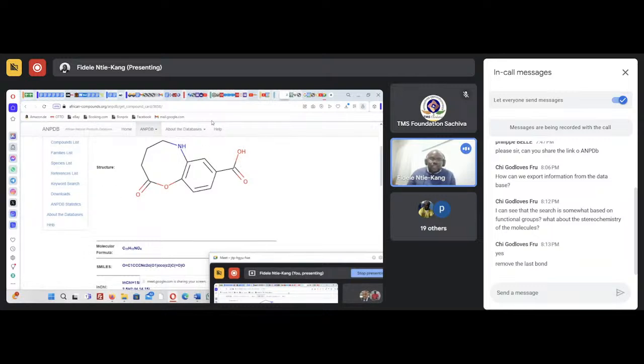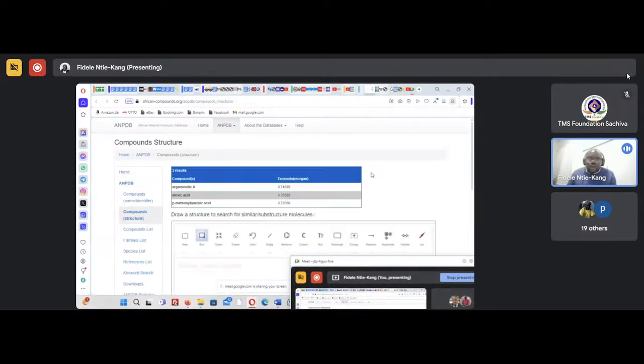So, similarity search is one of those things you can do if you have a compound of interest, which is a drug, and you want to look for other compounds that may have similar properties. Okay, that's one of it. There were three hits there. So you can actually do the same thing for artemisinin. You can do the same thing for any antiviral drug for treating COVID. You know, you can do this.